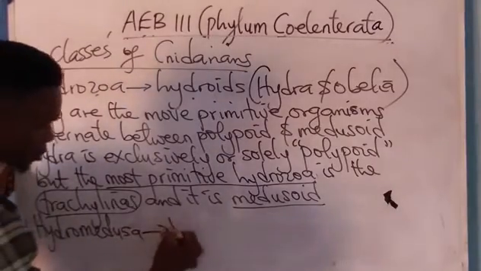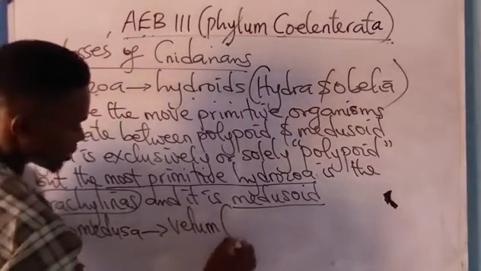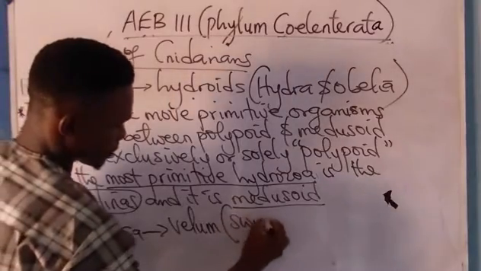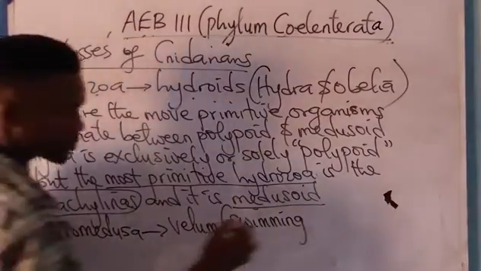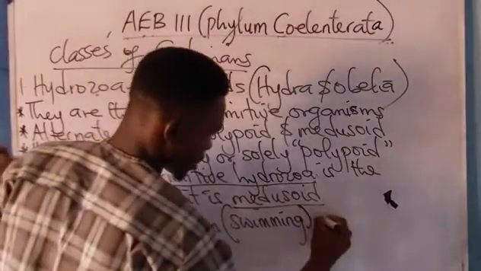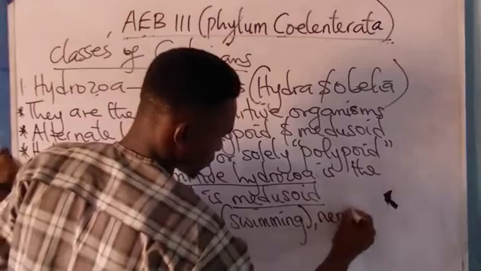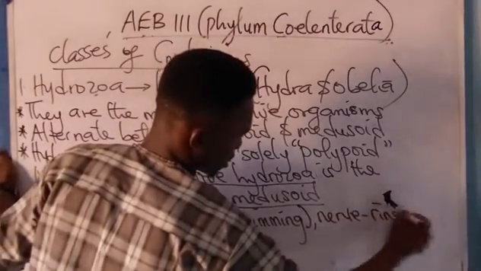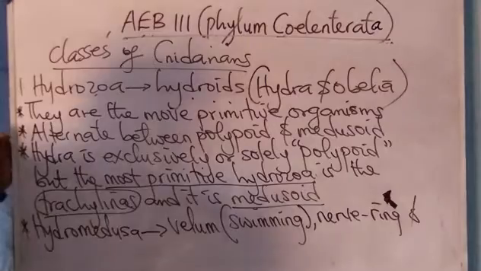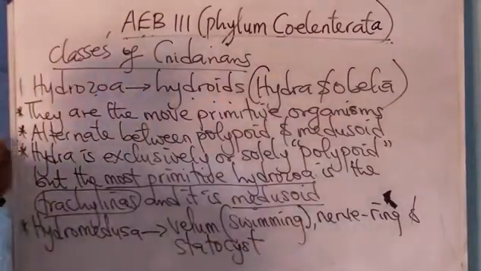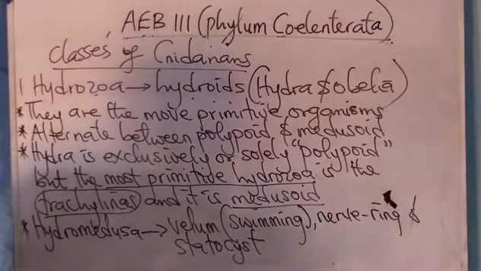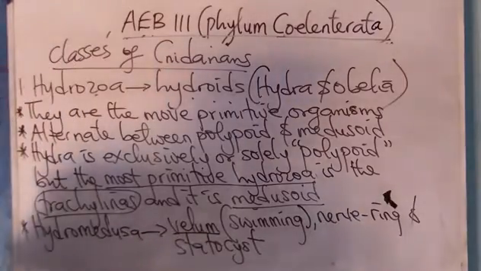It possesses what is called a velum. Now, this velum is meant for what? Swimming. Alright, the velum is meant for swimming. It also possesses what is called a nerve ring and statocyst. Alright, so please, the organ for swimming possessed by the hydromedusa is what? Velum. Take note of that.